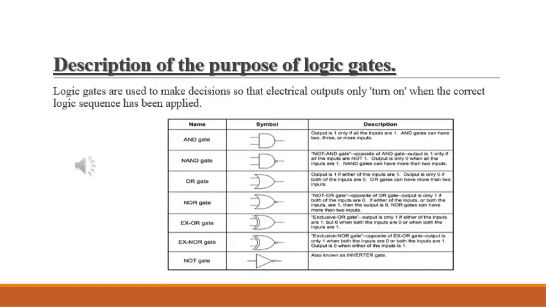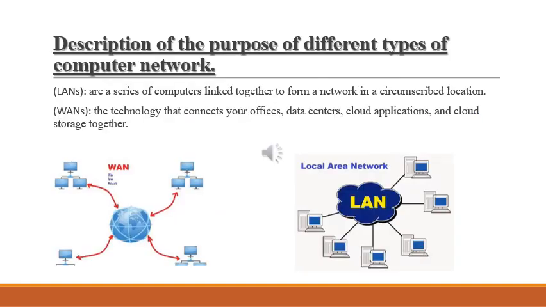The purpose of logic gates. Logic gates are used to make decisions so that electrical outputs only turn on when the correct logic sequence has been applied. The purpose of different types of computer network. LANs. LANs are a series of computers linked together to form a network in a circumscribed location. WANs, the technology that connects your offices, data centers, cloud applications, and cloud storages together.